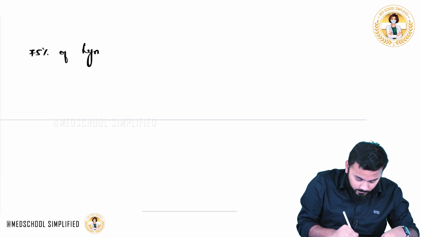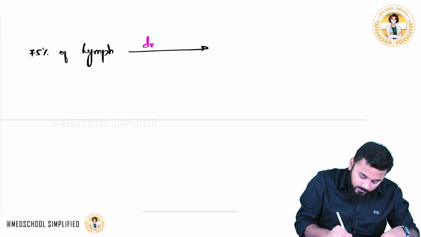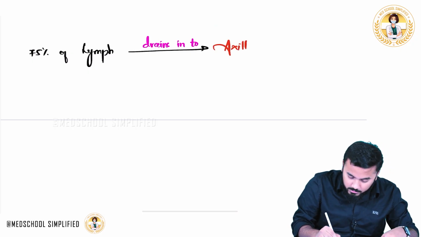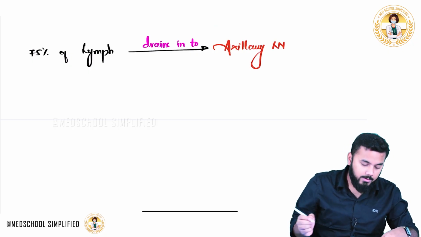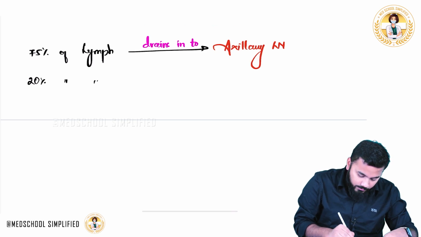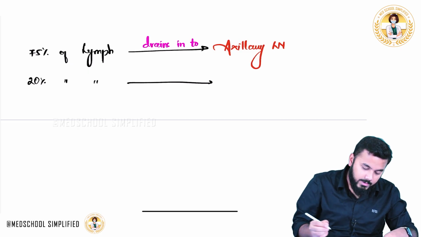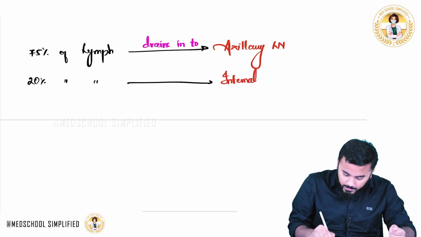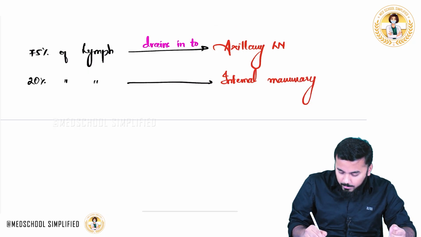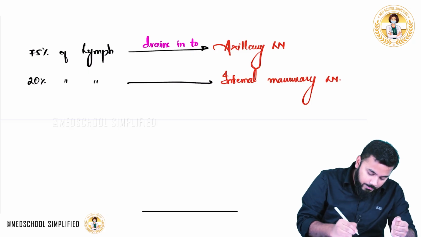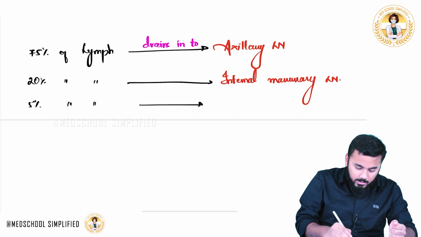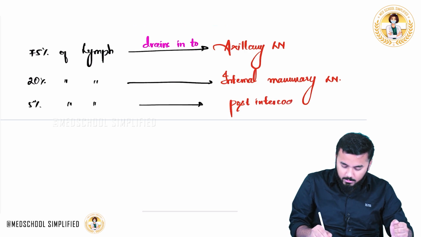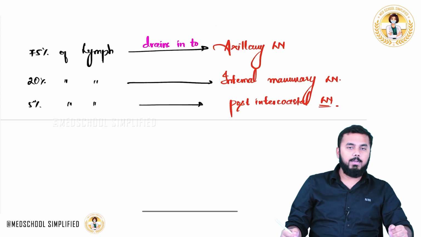So what I am trying to tell you is that 75% of the lymph drains into the axillary lymph nodes. Next, 20% of lymph drains into the internal mammary lymph nodes. Whereas 5% of lymph drains into the posterior intercostal lymph nodes.